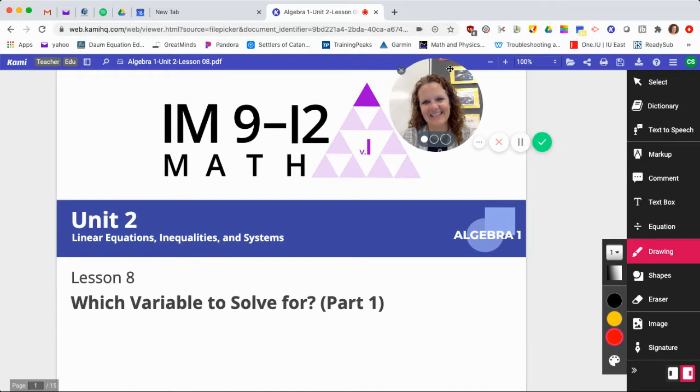Today in lesson 8, we are going to talk about which variable to solve for. We've talked about variables and what they represent. We have talked about variables and constraints that can be put on them, like they have to be positive, they have to be whole numbers, etc. We've talked about constants, which never change. So whenever you have an equation and you have a lot of letters in it, those are all variables. And which one do we want to solve for? So let's get moving.